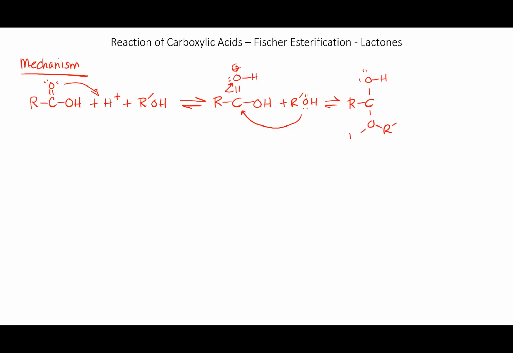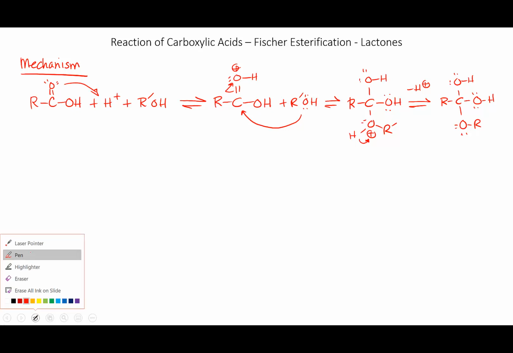I add the entire alcohol, so that now I form the oxonium ion, and then I'm going to lose my H plus to form that species. Now this is the first time we've drawn that species because yes, we've had an OR group. In the past, we've had an OR group and we've had an OH group, but now we've got two OHs and one OR.